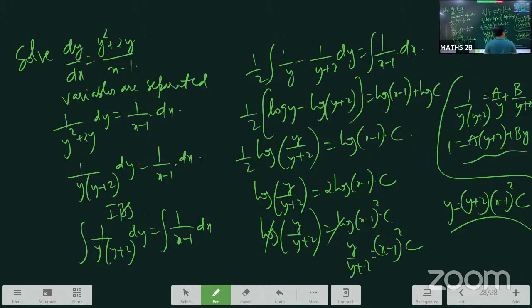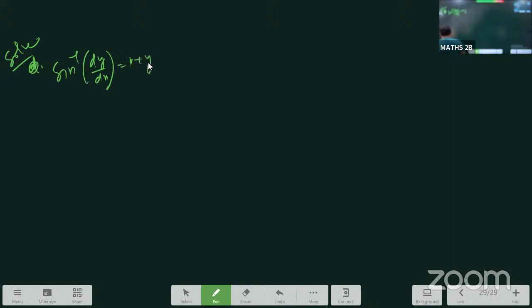Okay. Solve sine inverse of dy by dx is equal to x plus y.